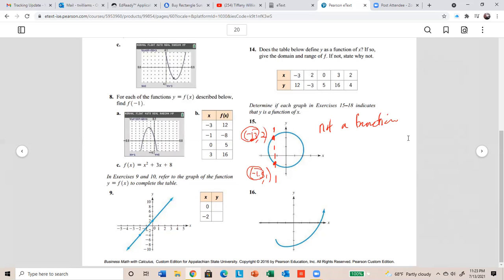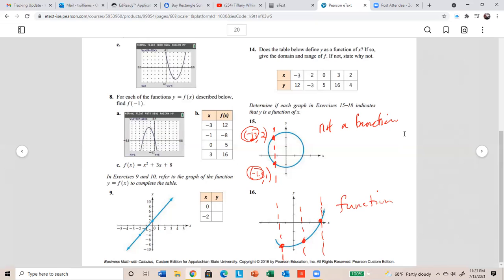Number 16. Let's see, I'm going to draw my vertical line here. Okay, I'm only hitting the graph in one spot. What if I try here? I only hit it in one spot, right? What if I try here? I only hit it in one spot. So what that means to me is that this thing is a function. We don't have any x values that are going to be repeating. Cool. So that's not bad at all.